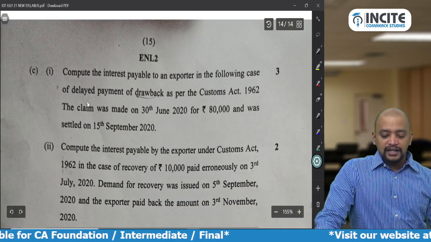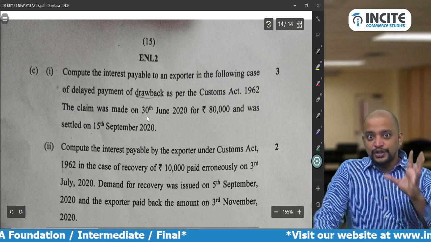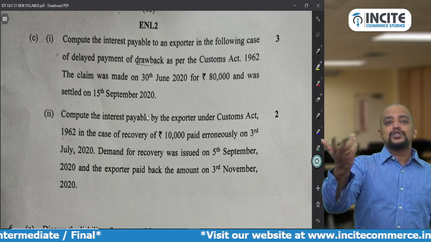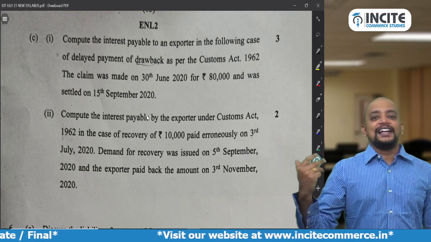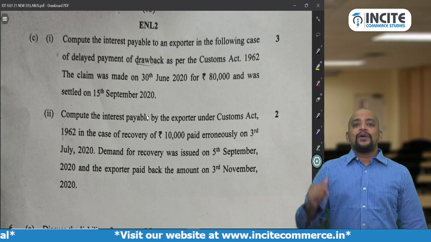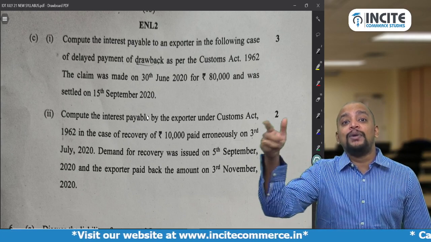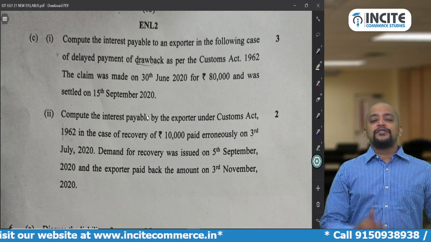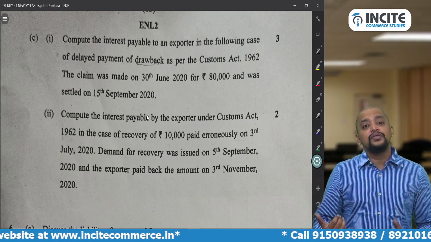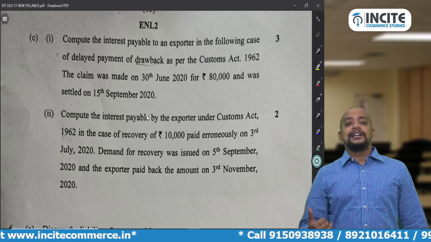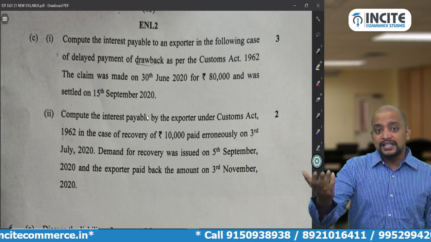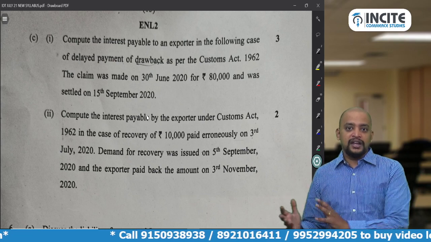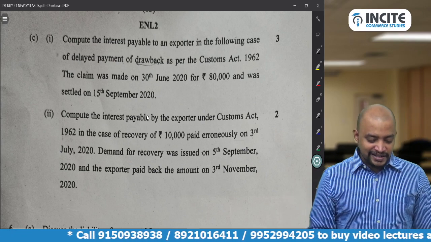Okay. Then duty drawback, computation of interest. One student has posted in the Telegram group asking, sir, why should interest be computed after 1 month? I said, because that is the provision which is available. If the duty drawback is not granted within 1 month, then the interest will be payable by the customs department at the rate of 6% per annum after 1 month. So this is that point here, 3 marks.